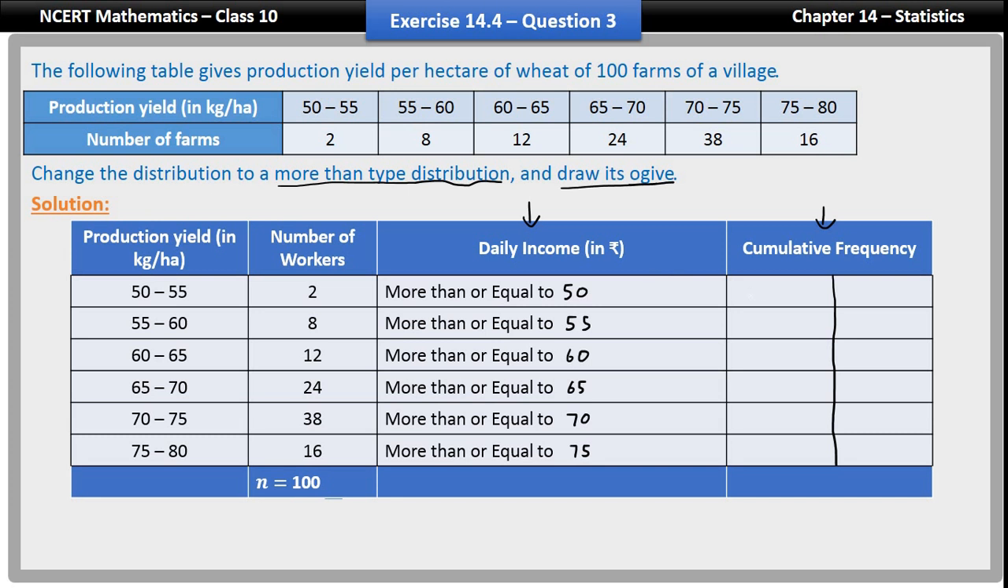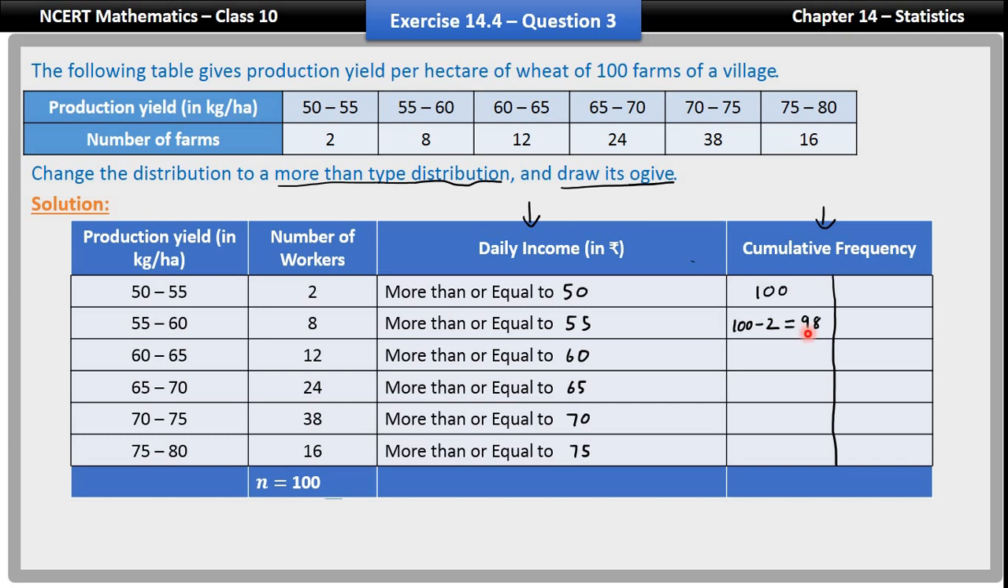So for the first row, first find n. N is already 100 because in the question itself they told 100 farms. So in the first row, write the value of n directly, so write 100 directly. Now in the second row, subtract from this 100 the previous row frequency, that is 2. So this is 100 minus 2, which is nothing but 98.